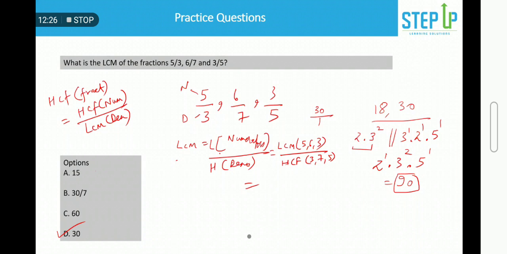I mean reverse of this, right? LCM of a fraction, what happens? The top always becomes LCM, and the bottom becomes HCF. But if it's HCF of a fraction, then it will be HCF upon LCM, okay?